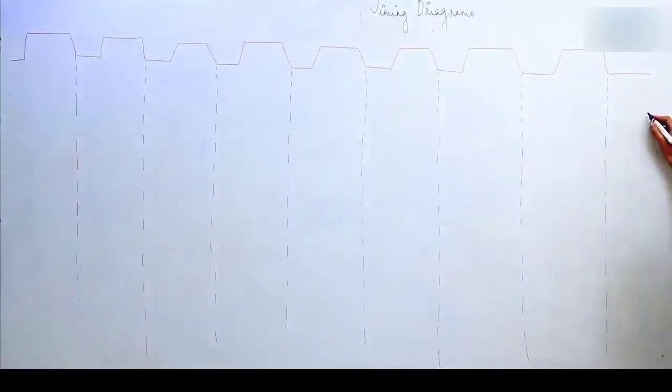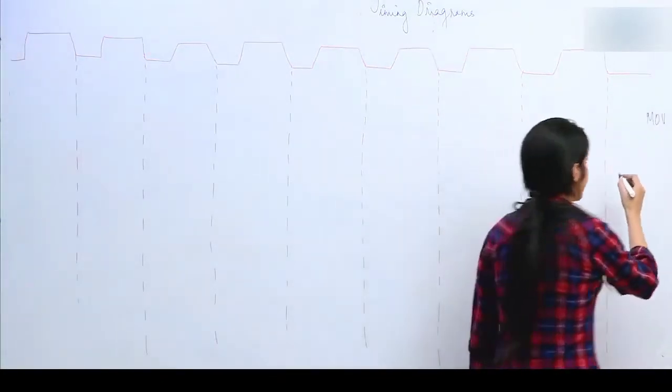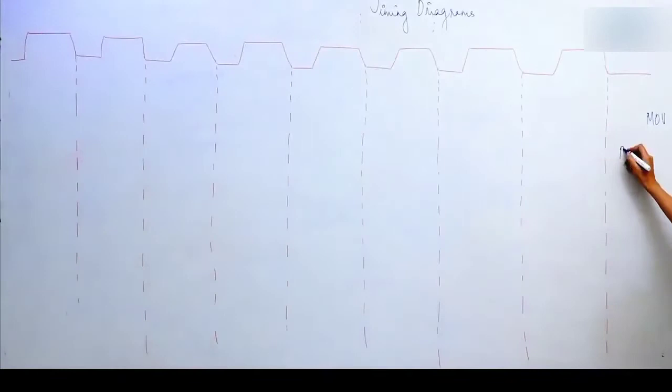Okay, now let us have a look at the instruction MOV M, B. Firstly, what happens in this instruction is the contents of register B, suppose B is holding 16H.